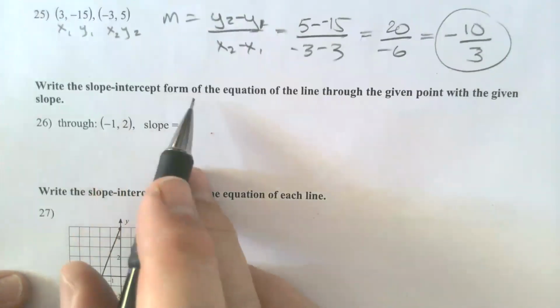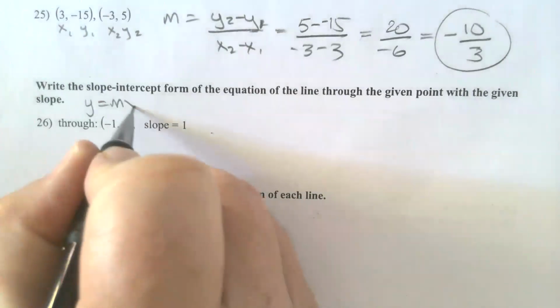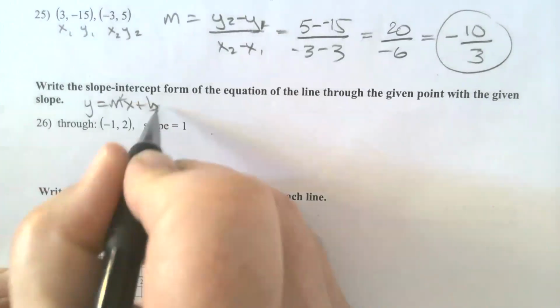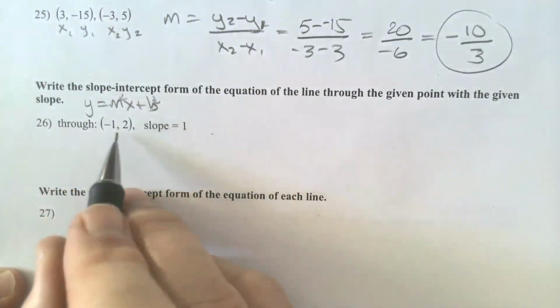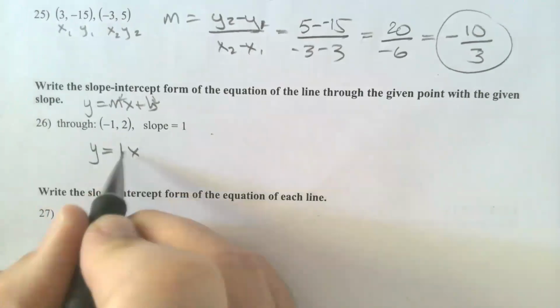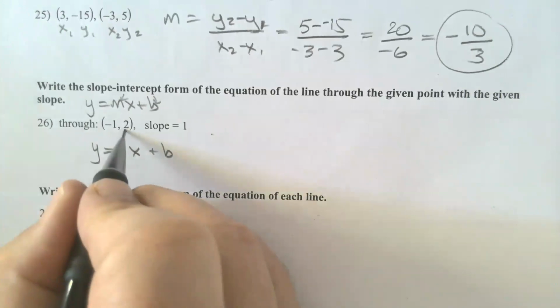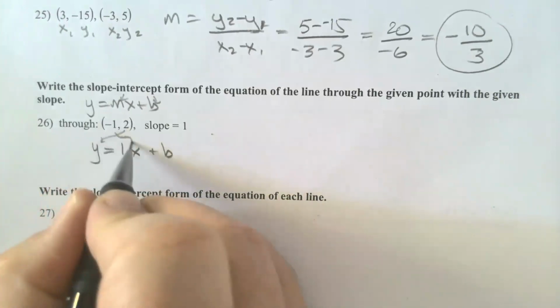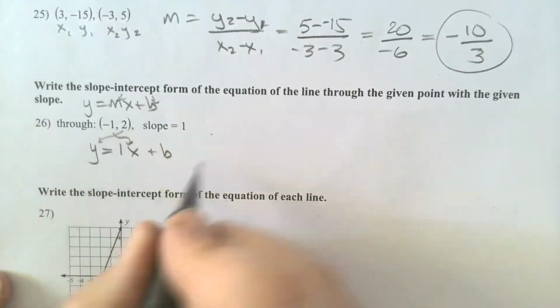Write the slope-intercept form of this equation. Okay, slope-intercept form. That's y equals mx plus b, because this is my slope. This is my intercept. I've already got my slope, and I know a point. So I know it's going to be y equals 1x, because my slope is 1, plus some y-intercept. I don't know what that is. But if I take this as my y value, and this as my x value, I can find the value of b that makes this equation work.